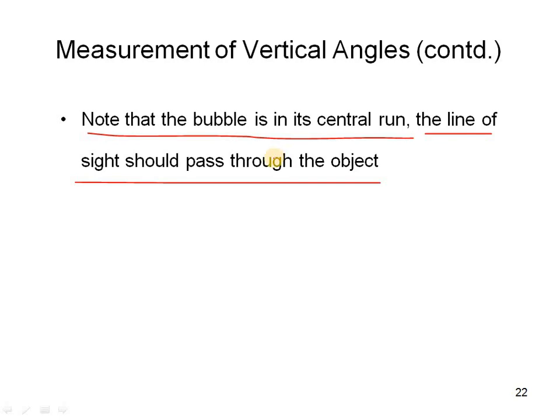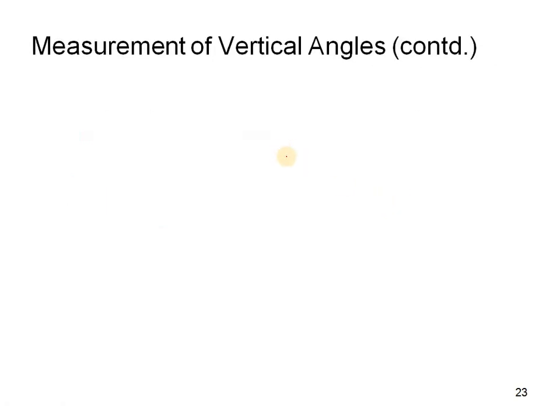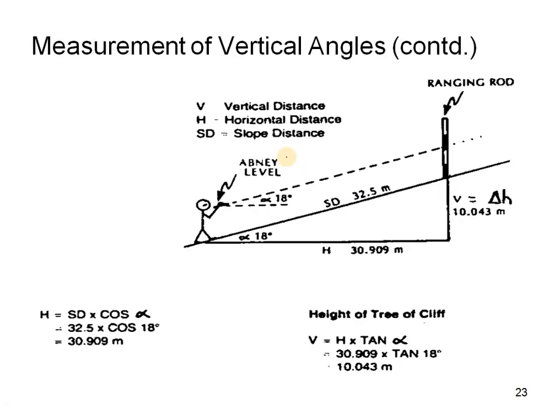That means whatever we are seeing, the hill or any object or any pole or any building, we read the vertical angle on the graduated arc with the coincidence of the vernier arm. Whatever coincidence angle is marked on the vernier arm, we take that as the vertical angle. So we can see it here in the diagram.